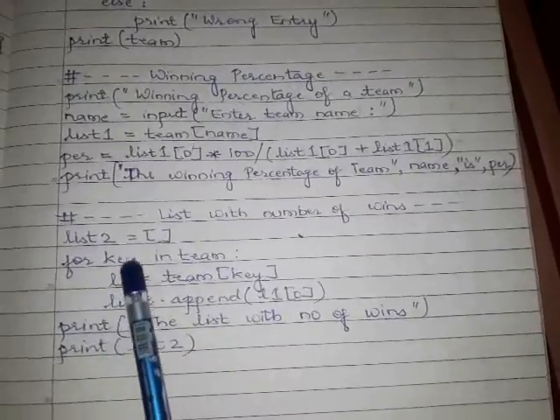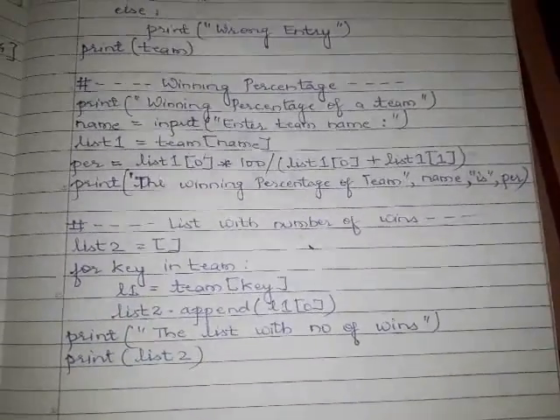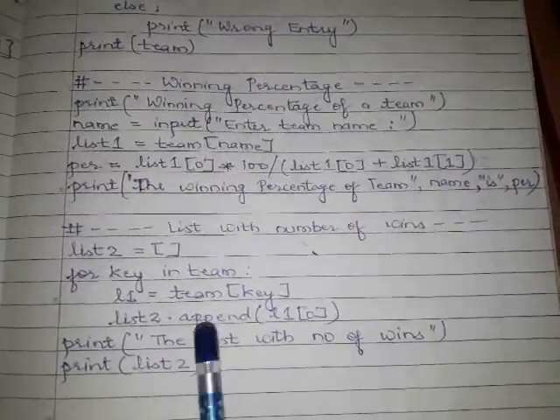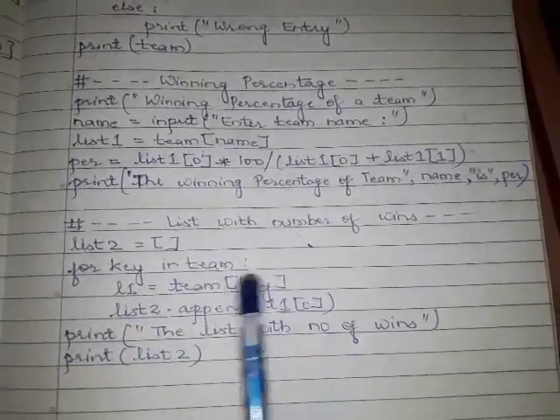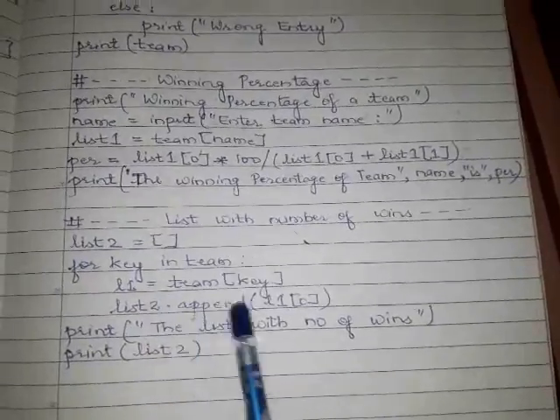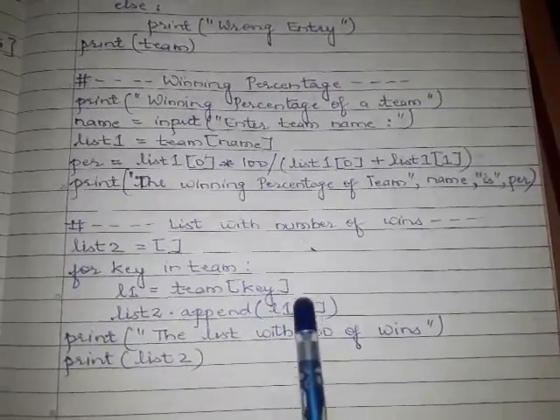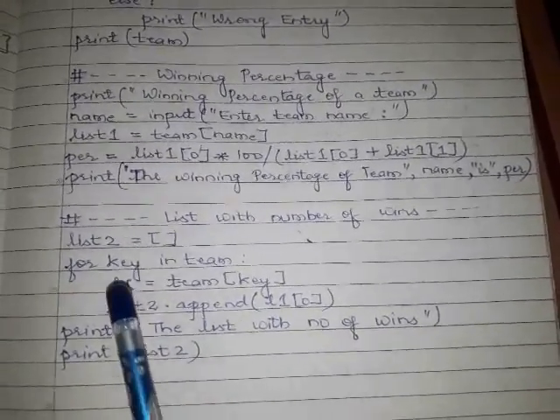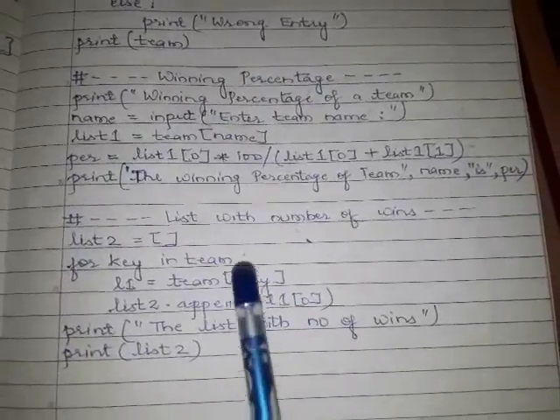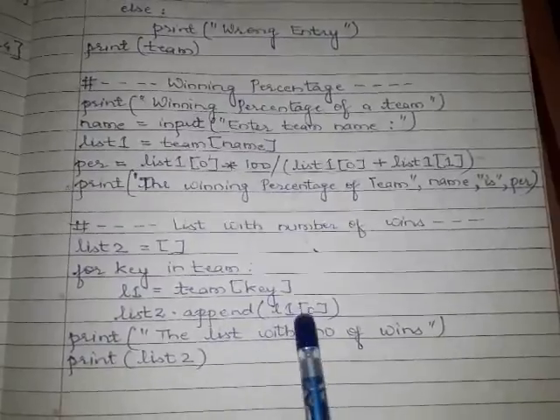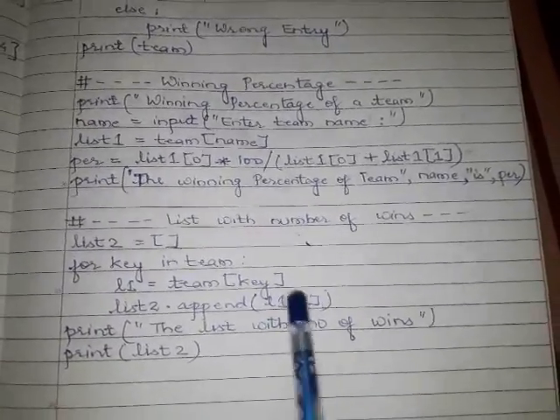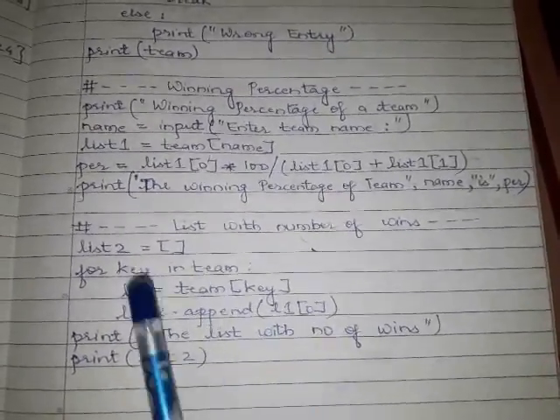So the win value is L1[0]. So I will append to the list using list2.append(L1[0]). So in our empty list only the win value is appended, not the loss value. If you want to append the loss value, you have to write L1[1] here. In our question they only want the win value, so we will only append the win value.